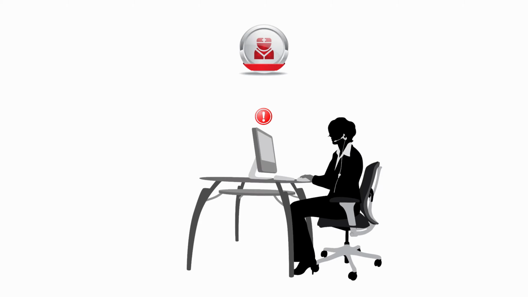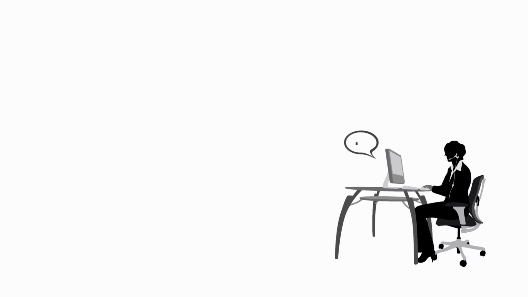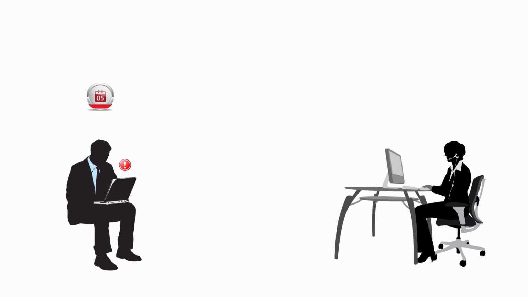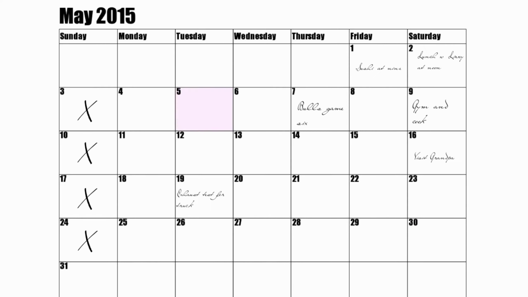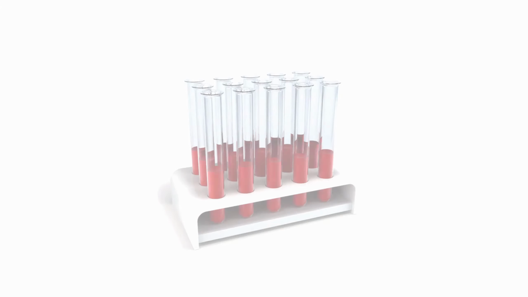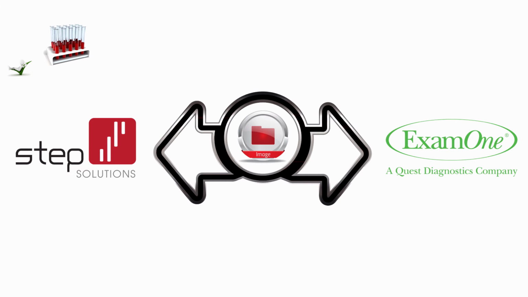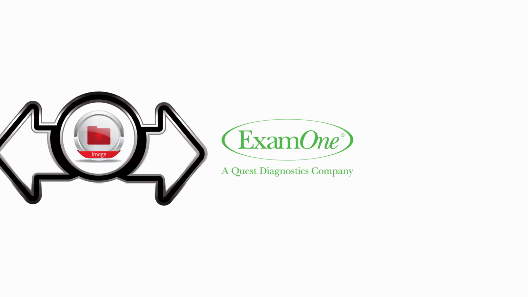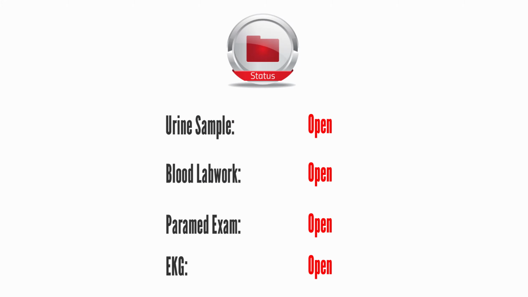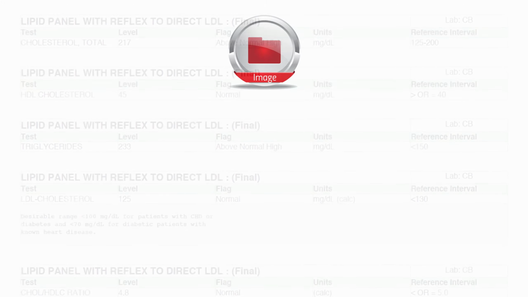The system responds by creating a lab order and sending it as a task to Gibraltar's underwriting support team, who then contacts Mr. Stewart for scheduling. James picks a date and time for testing, and a paramed administers the required lab tests. Then, once the results are in, Step pulls the status file and image file from the lab provider system. The status file provides details on the status of an order, while the image file contains the results.